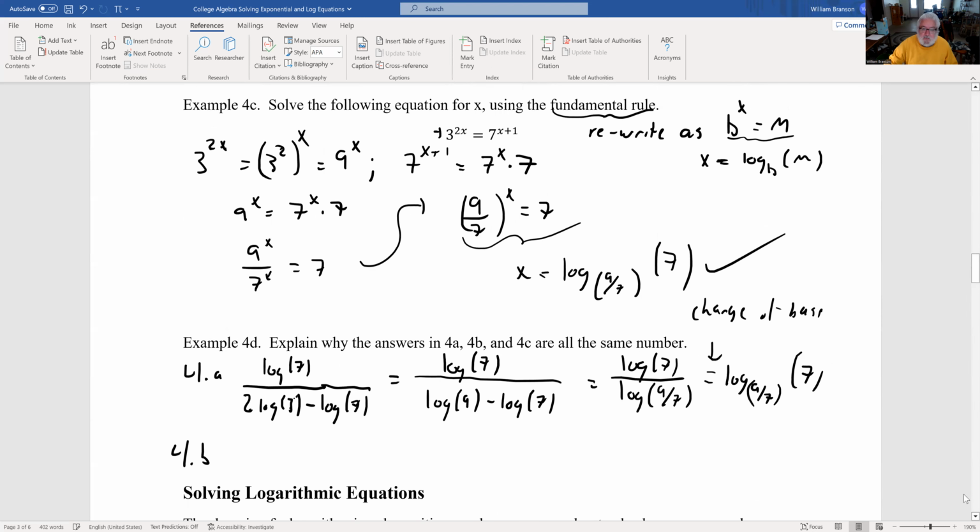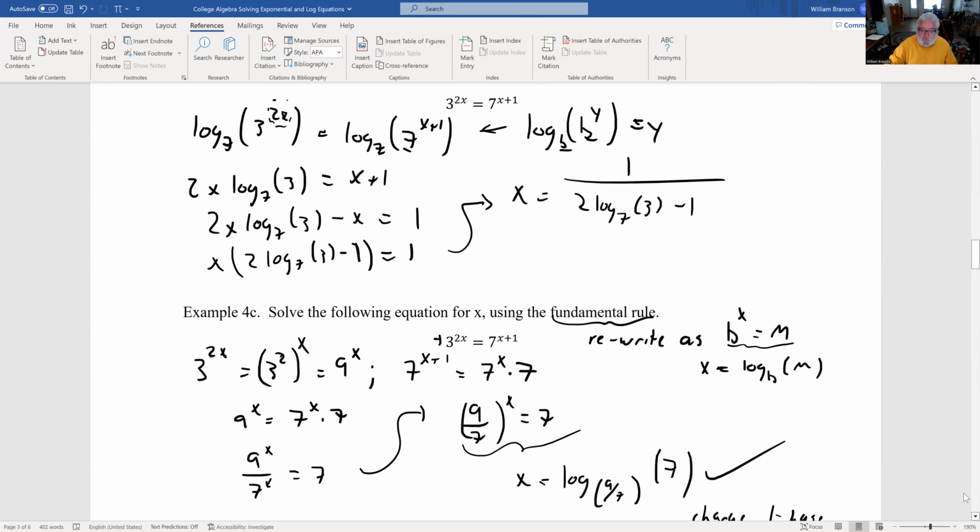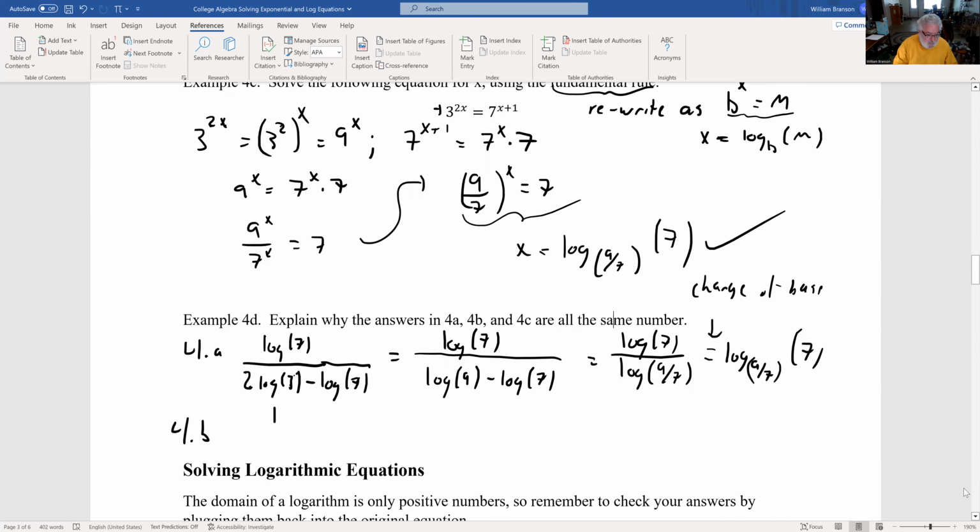For b, we gave this 1/2 log base 7 of 9 minus 1. And we can rewrite that. Remember that 1 is log base 7 of 7 raised to the 1 power, because with the same base, it just becomes the power. And that's log base 7 of 9 minus log base 7 of 7 to the first.